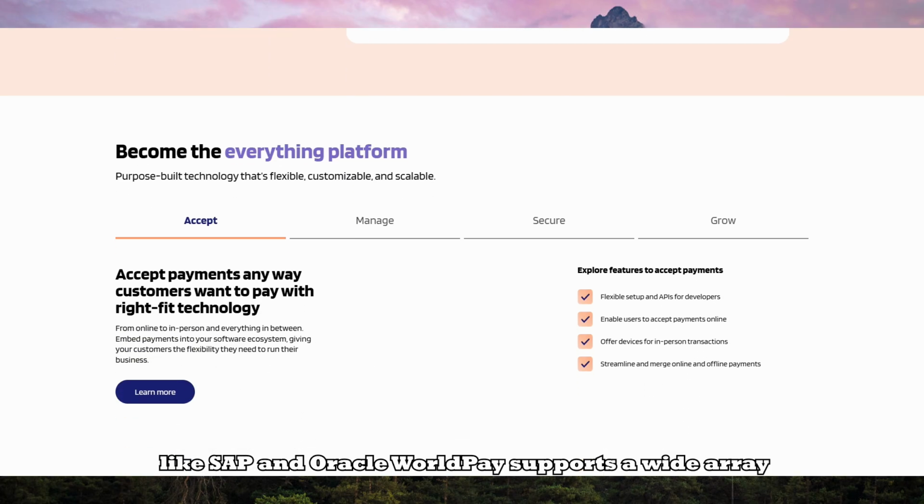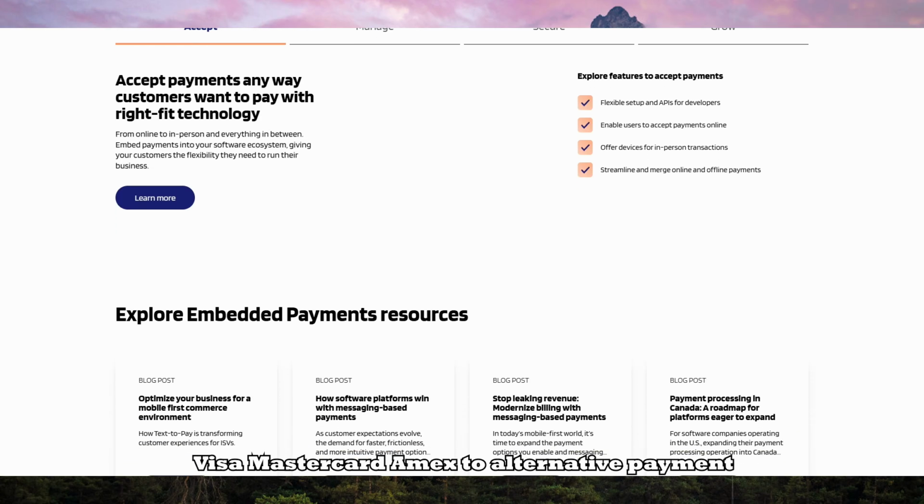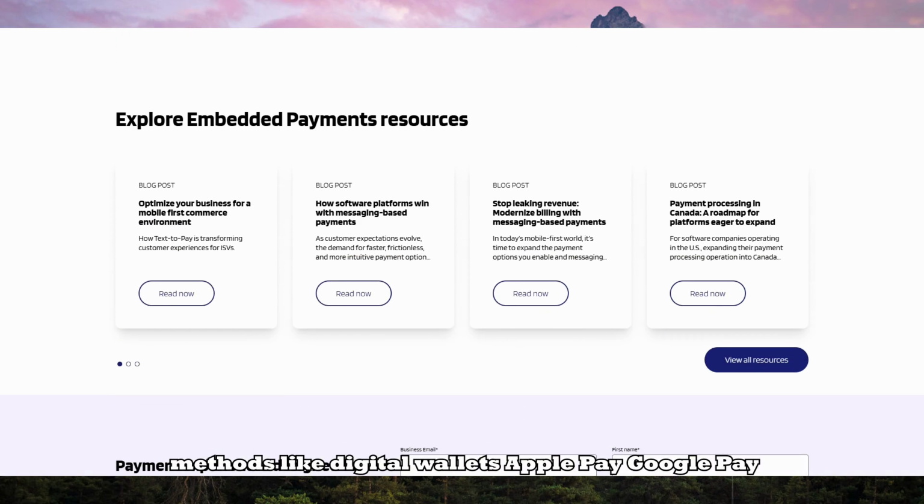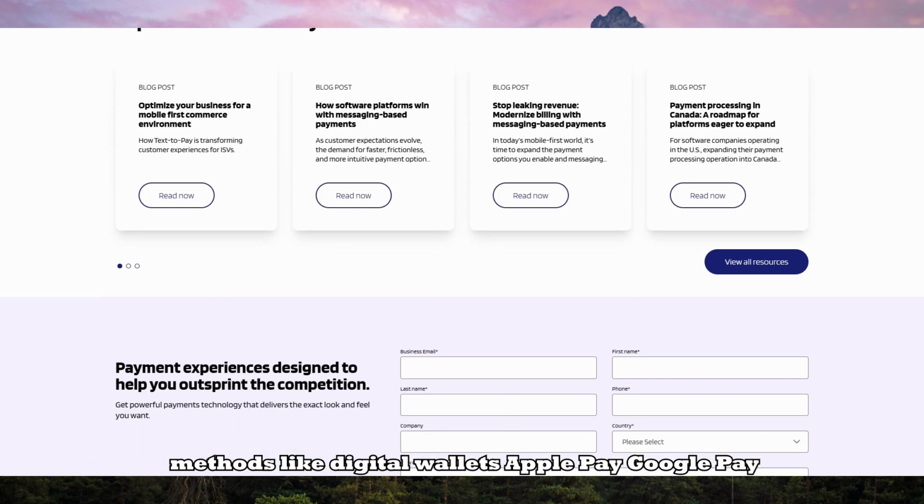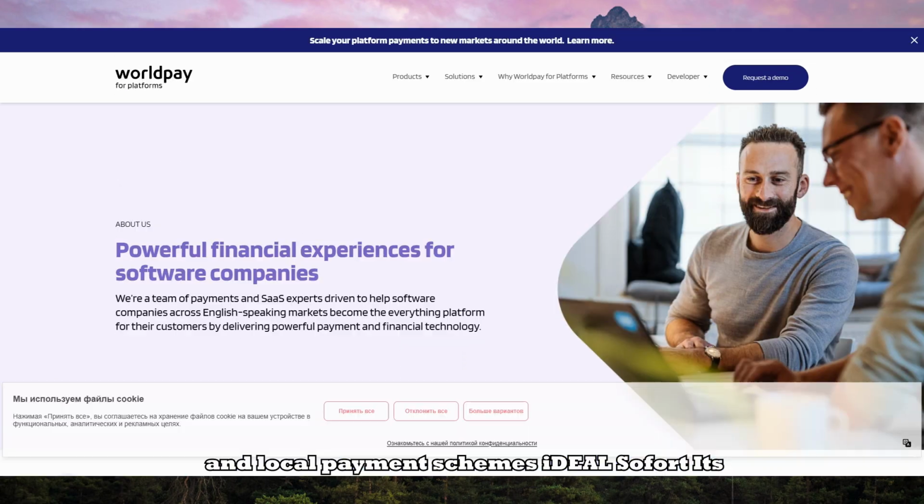WorldPay supports a wide array of payment methods, from traditional card payments, Visa, MasterCard, Amex, to alternative payment methods like digital wallets, Apple Pay, Google Pay, and local payment schemes.